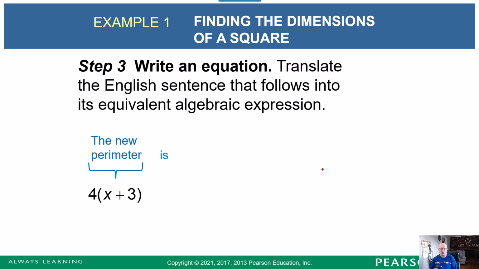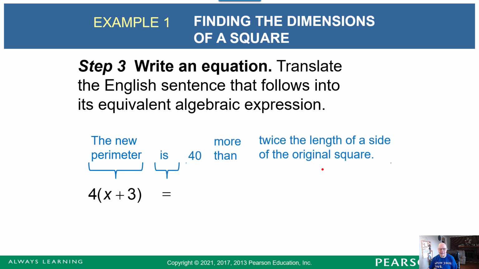Step 3, write an equation. Translate that into an equivalent algebraic expression. This is exactly what I do, especially when I'm working it on the board to show you some other problems. The new perimeter is going to translate to equals. The new perimeter, well, we just found an expression for that, 4 times the side, which is x plus 3, and it says is what?